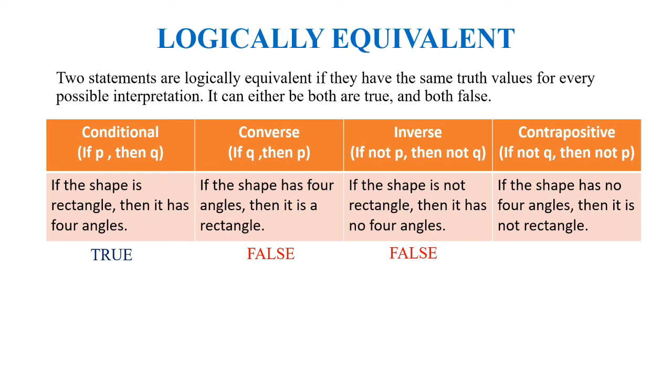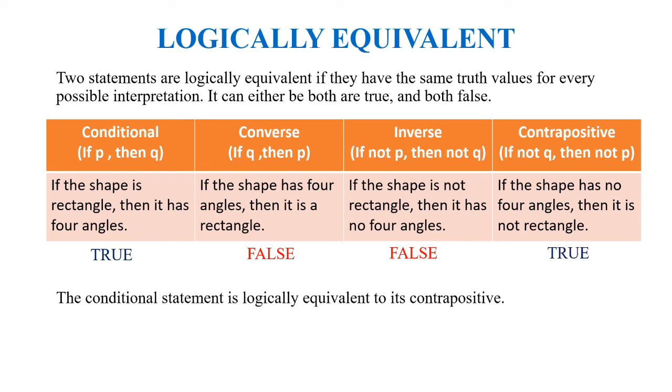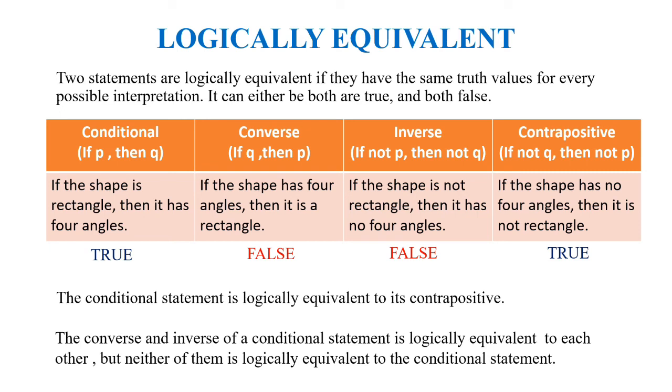So this statement is true. So the conditional statement is logically equivalent to its contrapositive. Since the conditional statement and the contrapositive are both true, they are logically equivalent. And the converse and inverse of a conditional statement are logically equivalent to each other, since the converse and inverse are both false. But neither of them is logically equivalent to the conditional statement, since the converse and inverse are both false, but the conditional statement is true. So they are not logically equivalent to the conditional statement.